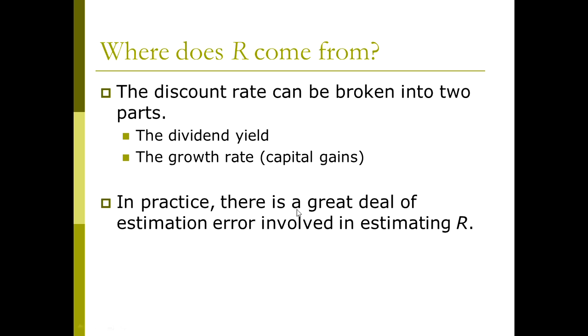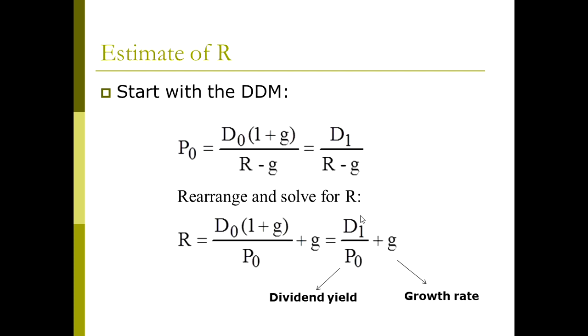In practice, there are a lot of estimation errors involved in estimating R. So the best thing we can do is start from the formula, knowing we will have a lot of estimation errors, but that is the best thing we can do from this model. This is our baseline model. P0 equals D1 divided by R minus G.